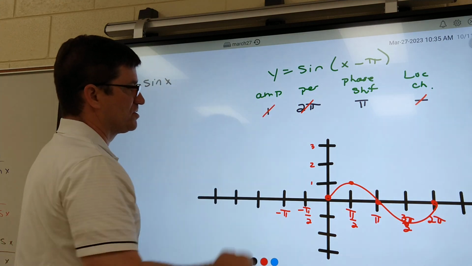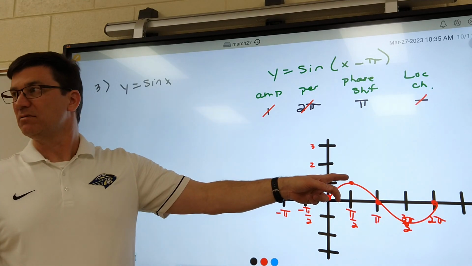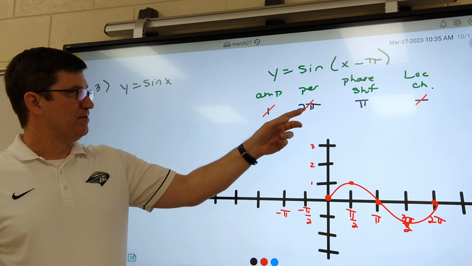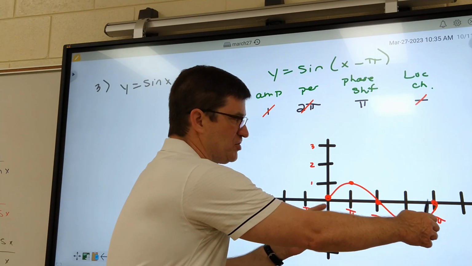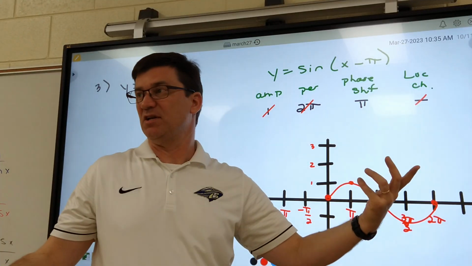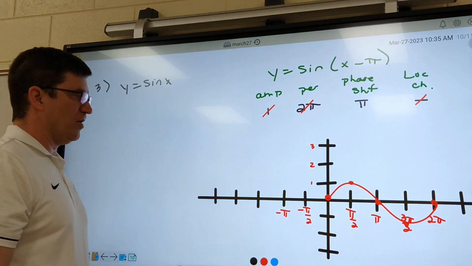All right, because here's my original graph. The amplitude, didn't I go up 1? So it is 1, it stayed the same. Period. My first graph was 2 pi, and this one's 2 pi, didn't change. There wasn't a location change anyway. So this is the only one that's changing. All right, so here we go.